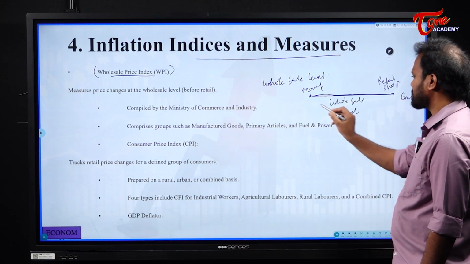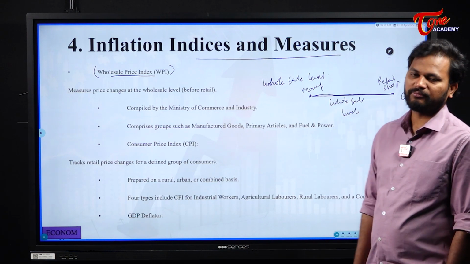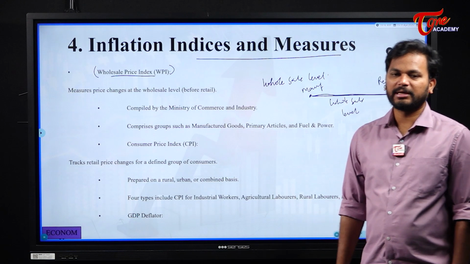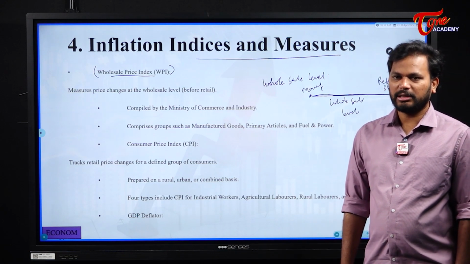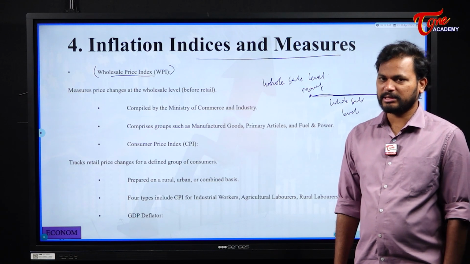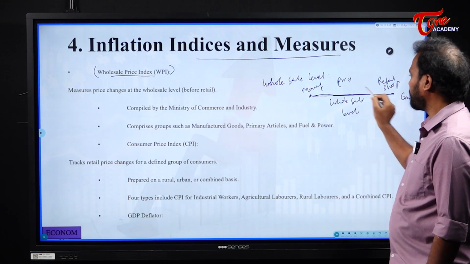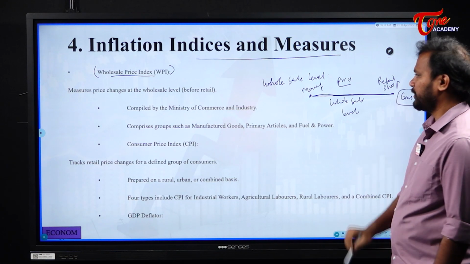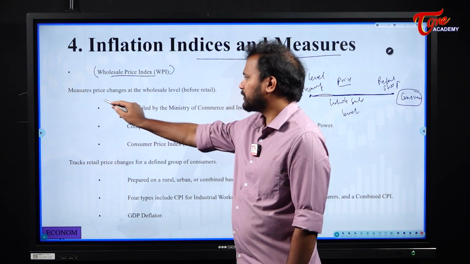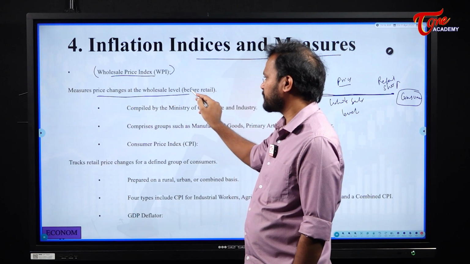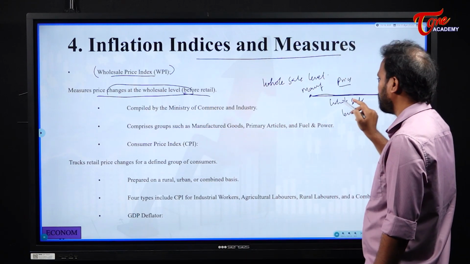This entire supply chain is what is called the wholesale level. The prices can change in these stages due to different factors. For example, if there is increased transportation cost, or increased indirect taxes that are applied, then obviously the prices will vary and the final prices are reflected here. Clear? So the wholesale price index measures price changes at the wholesale level, that is, before the retail level.